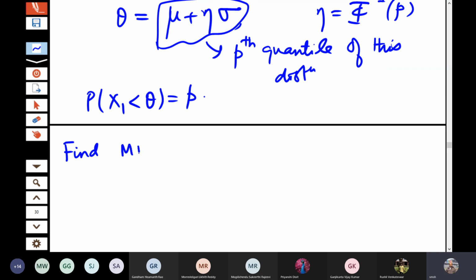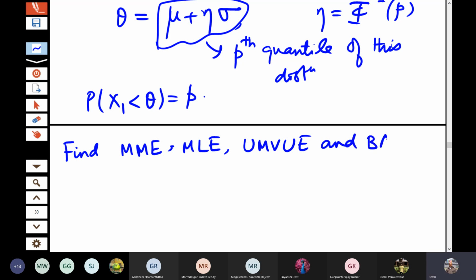Find the method of moments estimator, method of maximum likelihood estimator, UMVUE, and best affine equivariant estimator of theta. Okay, so this is the exercise that I am leaving for you. You should work it out. Since now you already know the method of calculation, it should not be very difficult. Only thing is that it is slightly lengthy. You have to write a lot of calculations.